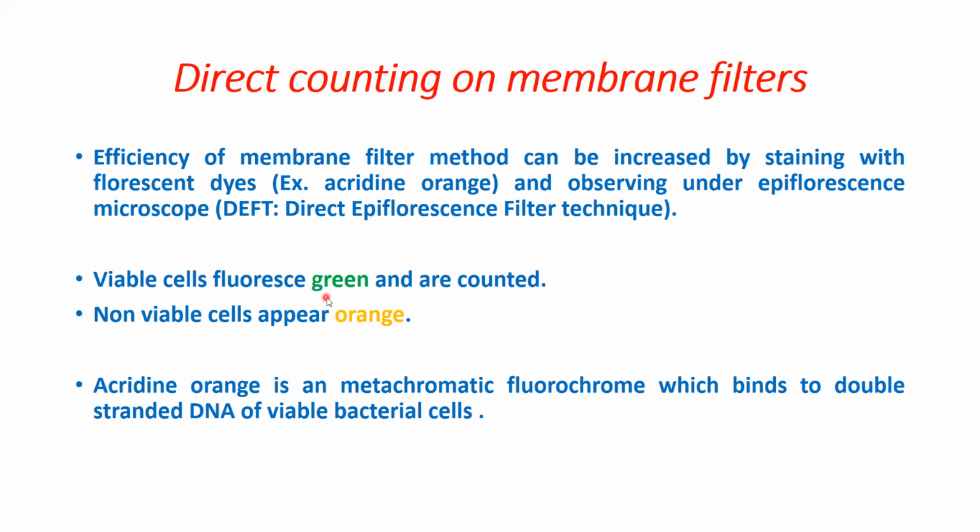Then viable cells fluoresce green. If we use a fluorescent dye, this dye acridine orange, if the cell is viable, that means it can be cultured in the laboratory. So viable cells fluoresce green, whereas non-viable cells fluoresce orange. That is the difference. Non-viable and viable cells can be counted in this way. Then acridine orange is a metachromatic fluorochrome which binds to double-stranded DNA of viable bacterial cells. So that is the function of this acridine orange.